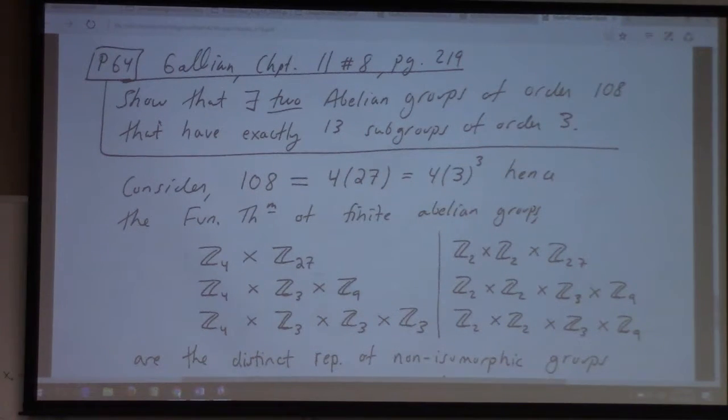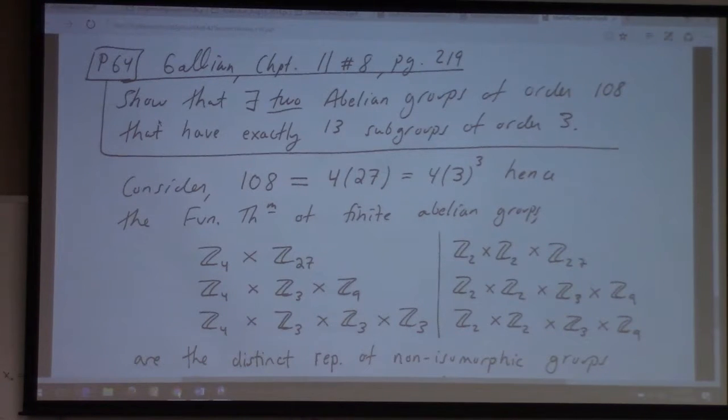So 108 is 4 times 27, which is otherwise known as 4 times 3 cubed. Then we use the fundamental theorem of finite abelian groups, which basically says the 4 gives you either a Z4, or it gives you a Z2 cross Z2, right? And this can either be a Z27, or it produces a Z3 cross Z9, or it produces a Z3, Z3, Z3. These are your 3 choices from the 3 cubed. Those are the only abelian groups of order 27 up to isomorphism.